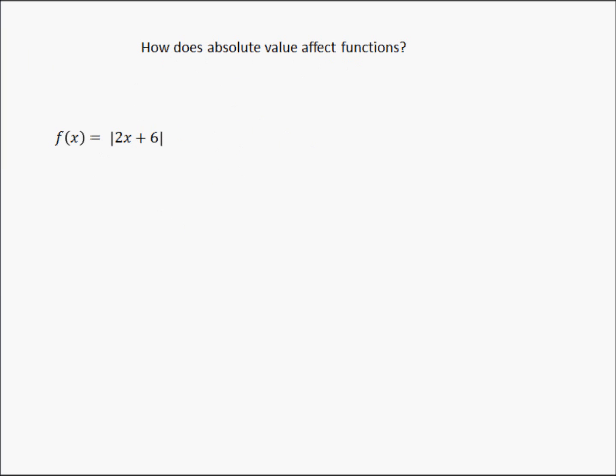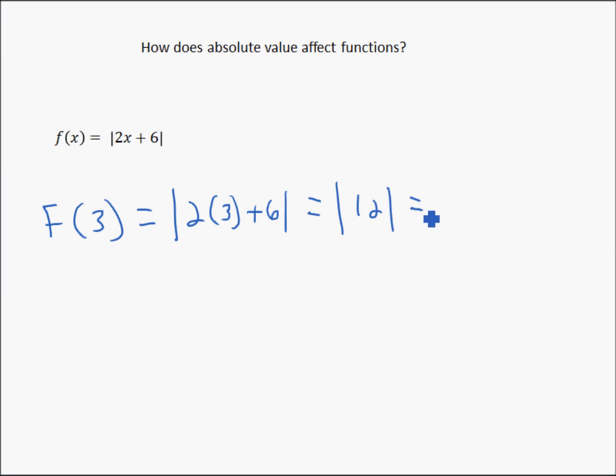Well, if we start plugging numbers into f of x, for instance, f of 3. Well, f of 3 is the absolute value of 2 times 3 plus 6, which is 6 plus 6, which is the absolute value of 12, which is 12. So notice this. f of 3 is the same exact thing as 2x plus 6. Okay? f of 3 is just 2 times 3 plus 6. Same exact thing.